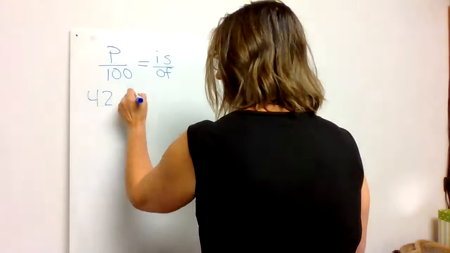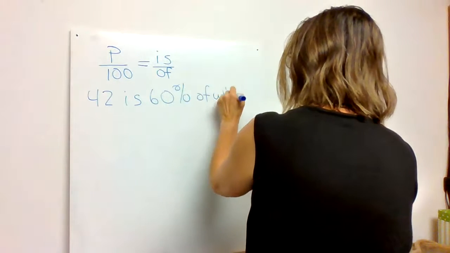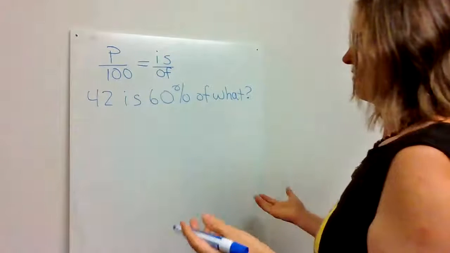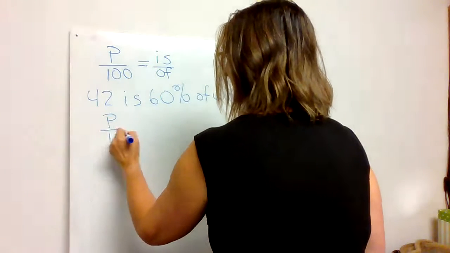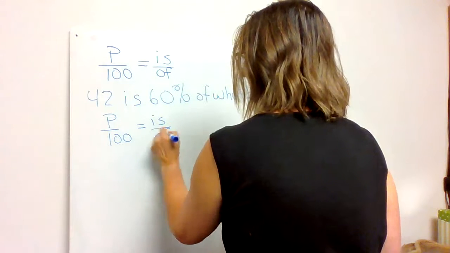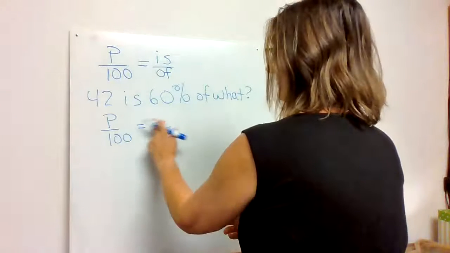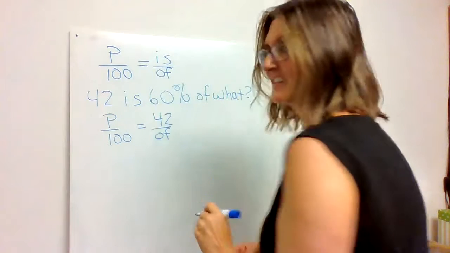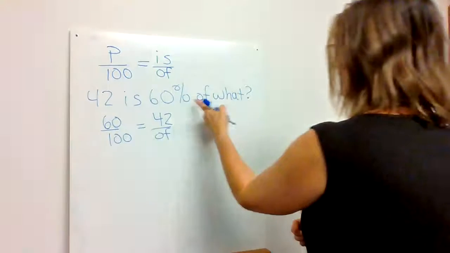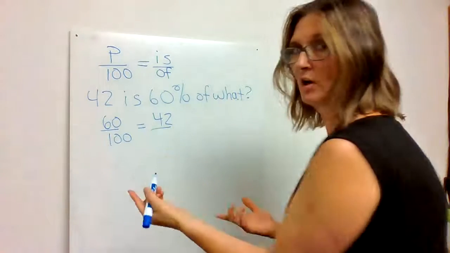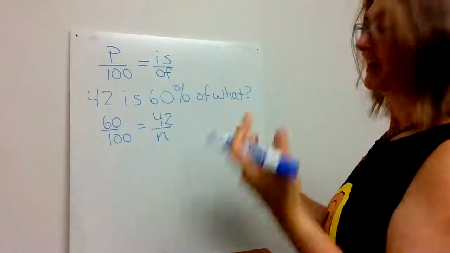42 is 60% of what? So we just need to fill in all of the blanks. So I can see if I have my P over 100 is over of, I have a 60, well, let's start at the beginning. 42 is, okay? 42 goes in the is spot. 60%. 60 goes in this spot. Of what? Question mark or letter, x, n, whatever you like to use. So now we can solve for this.